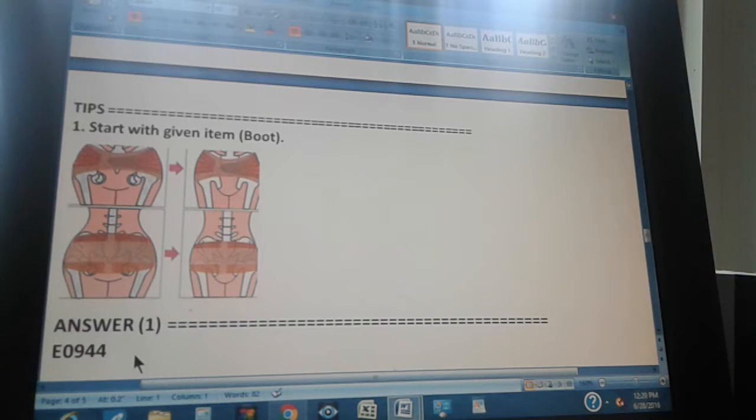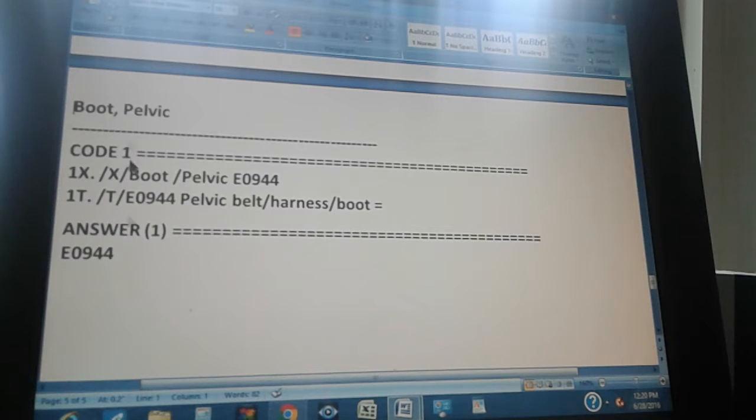1, 2, 3. Okay, this is the summary of the whole problem. This is a supply, a medical supply. It's called a boot, pelvic, and we need you to find the HCPCS Level 2 code. So there's only one code, and the code through the index is found like this. First, you go to the index. Then you go to boot. You go to the letter B, and you look for boot, and then pelvic. And we get a code there. What's the code? E0944.